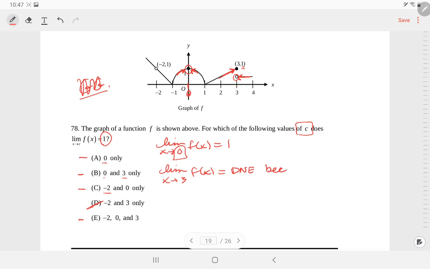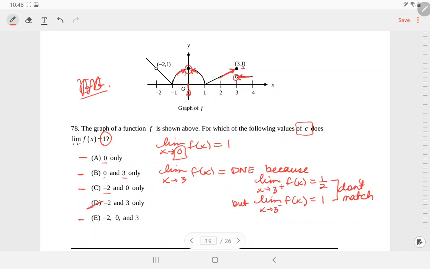Okay, and then if you needed a because, if you're doing a free response question, it's the limit as x approaches 3 from the right side is a half, but the limit as x approaches 3 from the left side is 1. So these two don't match. Okay, and that's actually step 2 of the continuity rules, which is there a limit? So I would say 3 is a no. So no, no. Okay, so I still have to check -2.